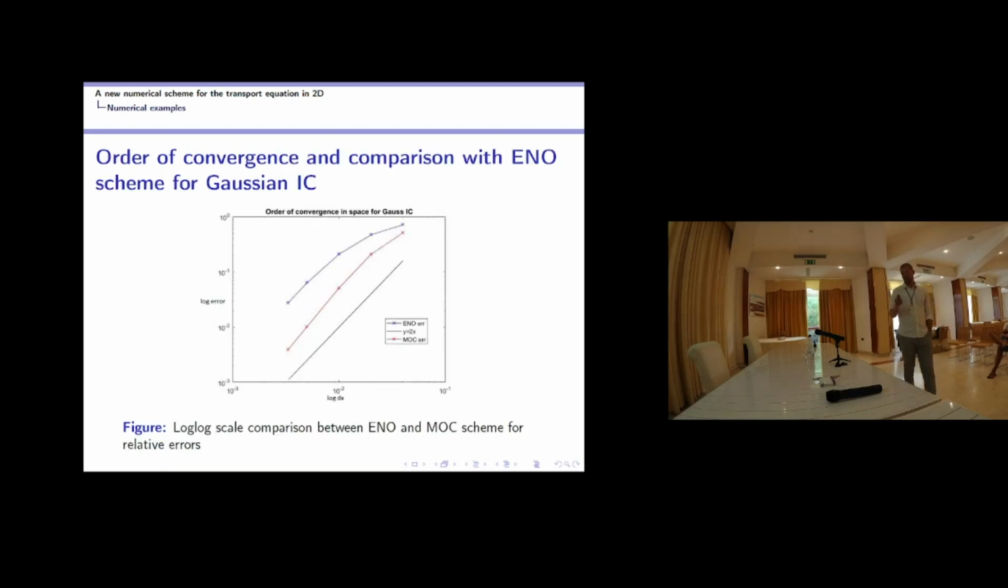And here is the order of convergence. Again, compared with the ENO scheme. We see that here we have a little bit more than second order of accuracy, because I believe that with a better choice of those coefficients, when we have more than one polynomial admissible, we can get more than second order of accuracy, but with this stencil we can reach order 3.